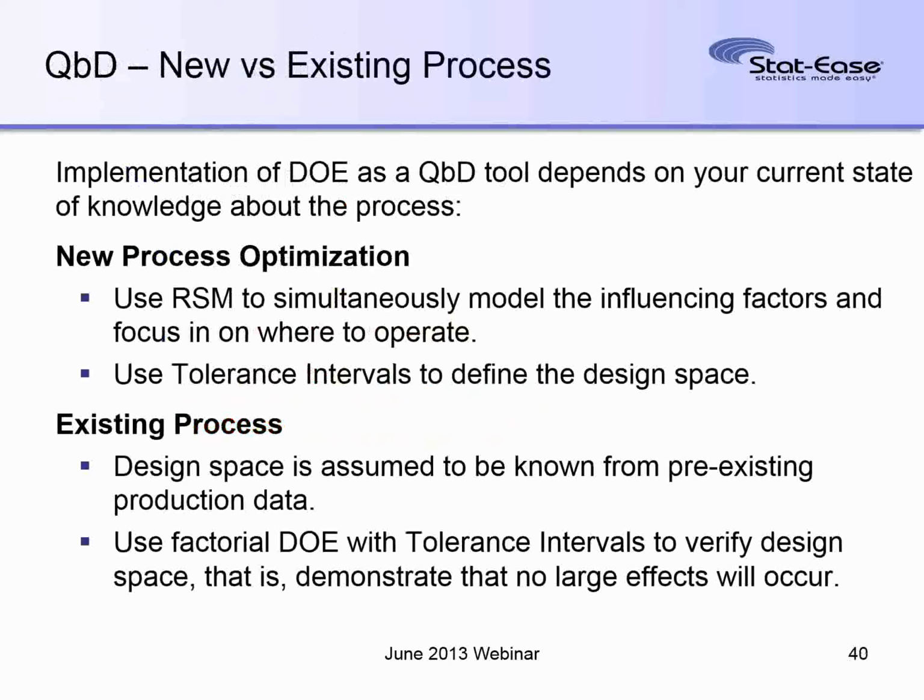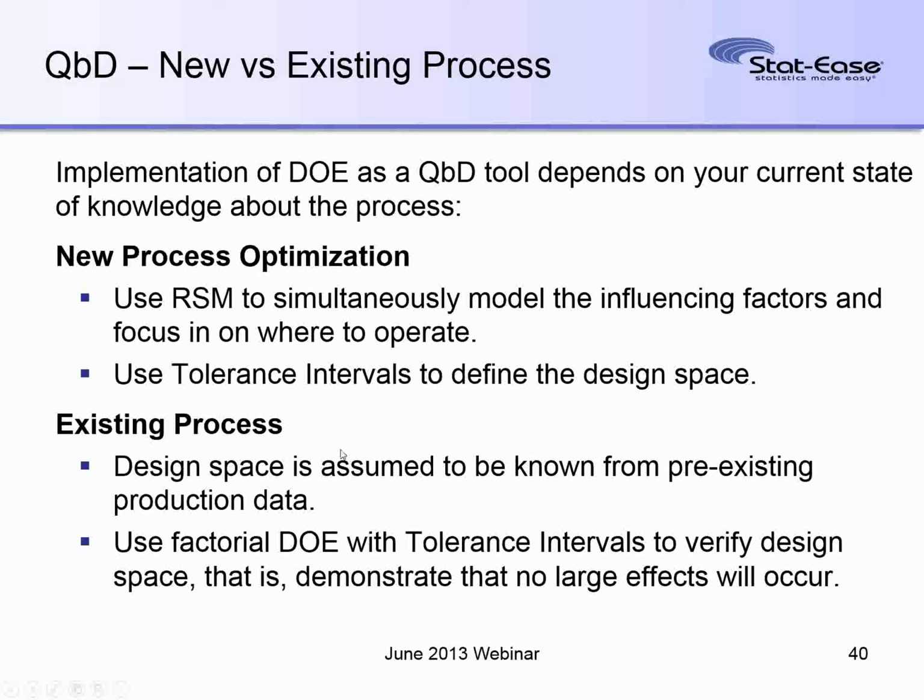So for a new process, you use response surface designs, RSM methods, to simultaneously model the influencing factors and focus on where to operate, and then use tolerance intervals to define the design space. We're kind of making two achievements with one design. It's a case where you don't really know where the optimum of the process is. You're not even sure you can make the right product.